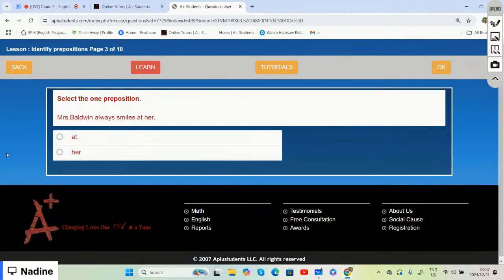The next one says Mrs. Baldwin always smiles at her. We need to select the one preposition. Is it at or is it her? At or her? Option one or option two?